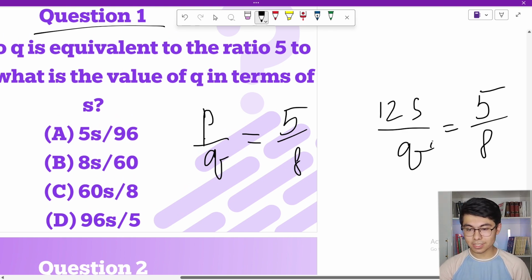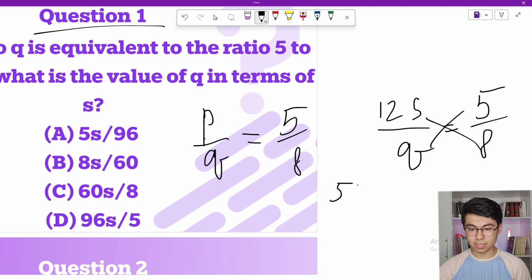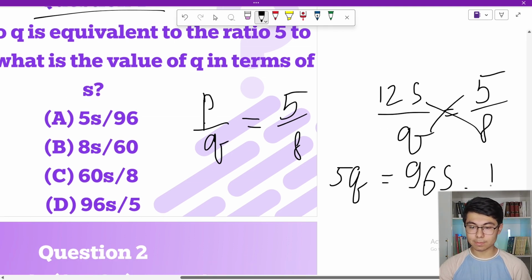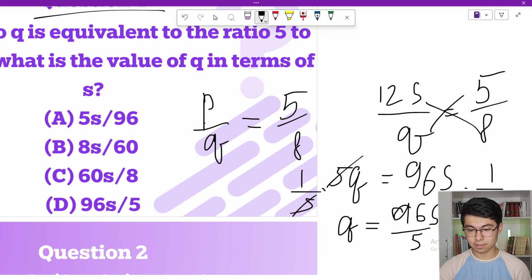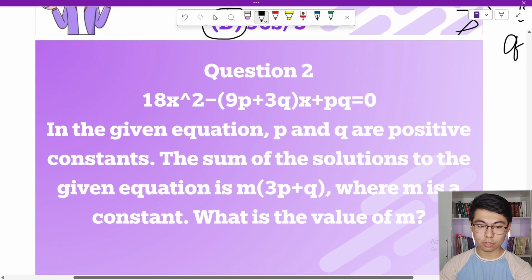So we can cross multiply right now. So that would be 5Q equals 96S. And now we can multiply both sides by 1 over 5. So we get rid of 5. So Q equals 96 divided by 5S. So that's our answer. Q equals 96S divided by 5. And choice D is the exact same thing. So now let's move on to question number 2.